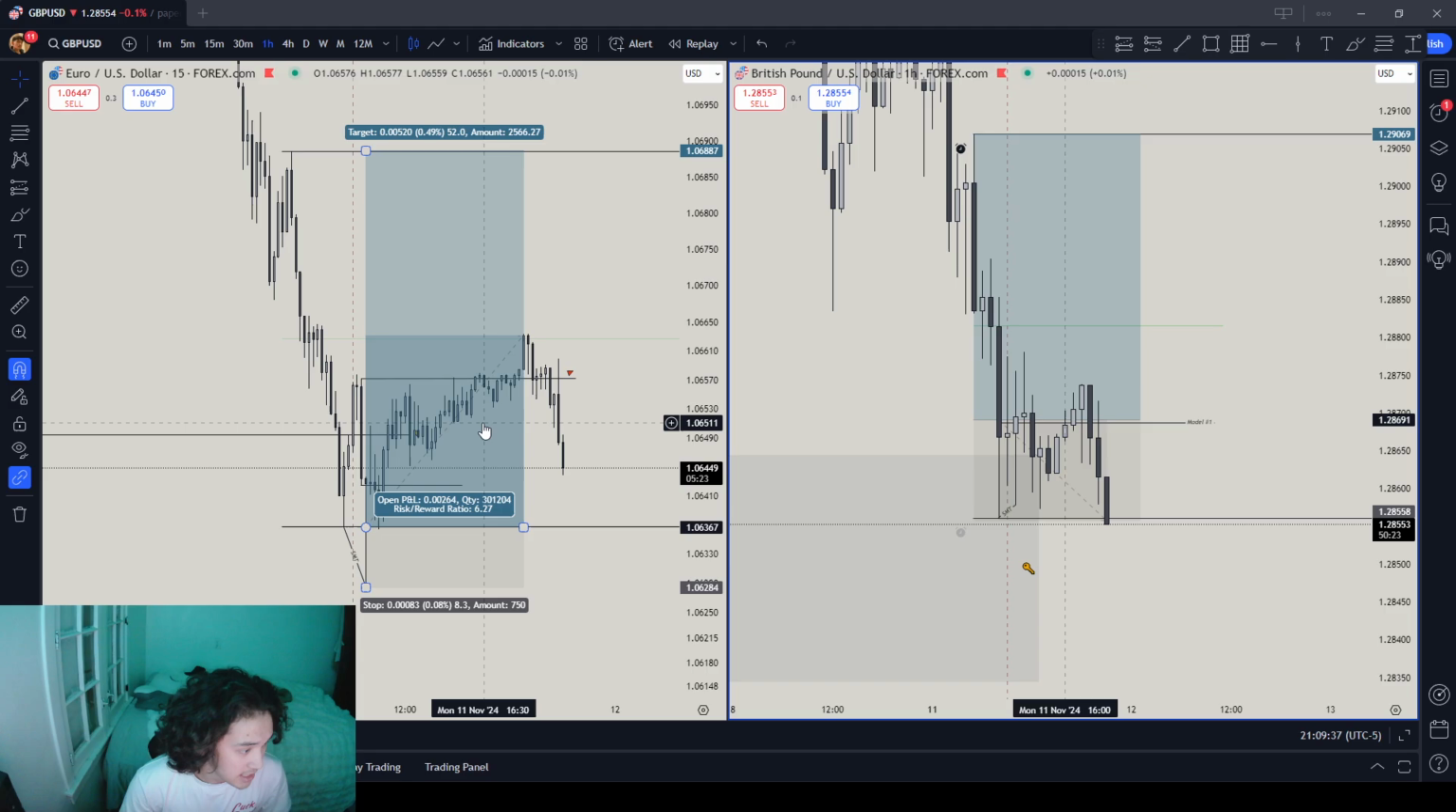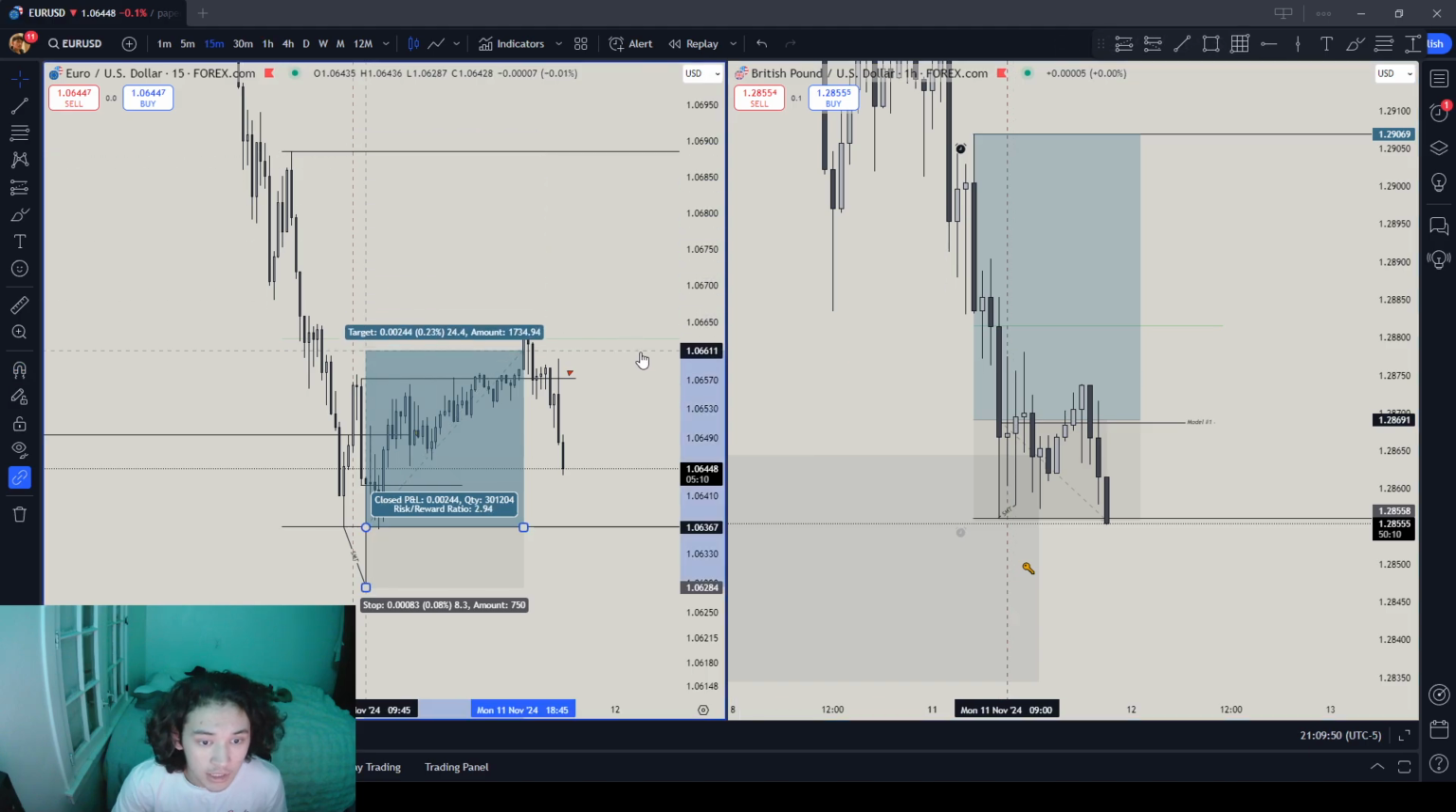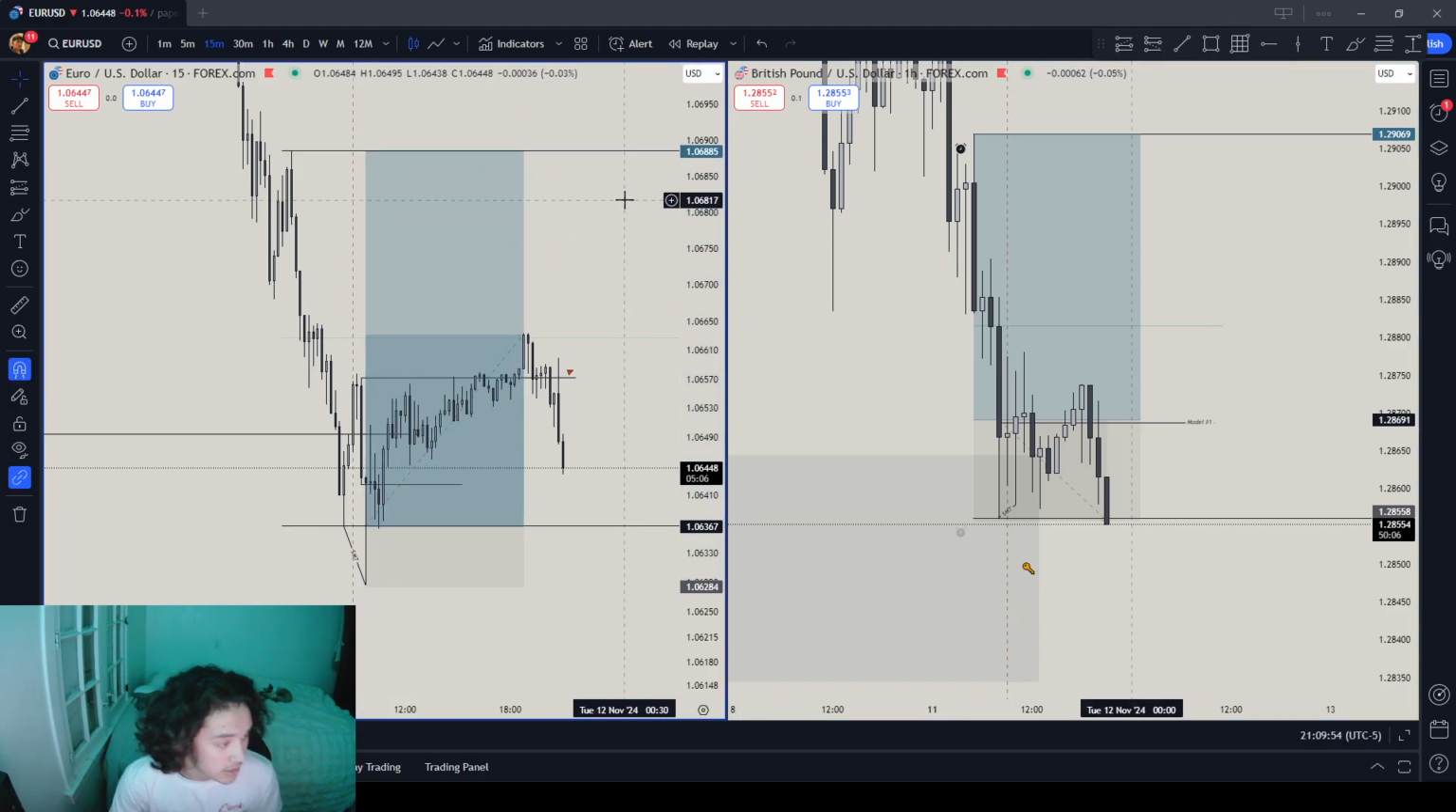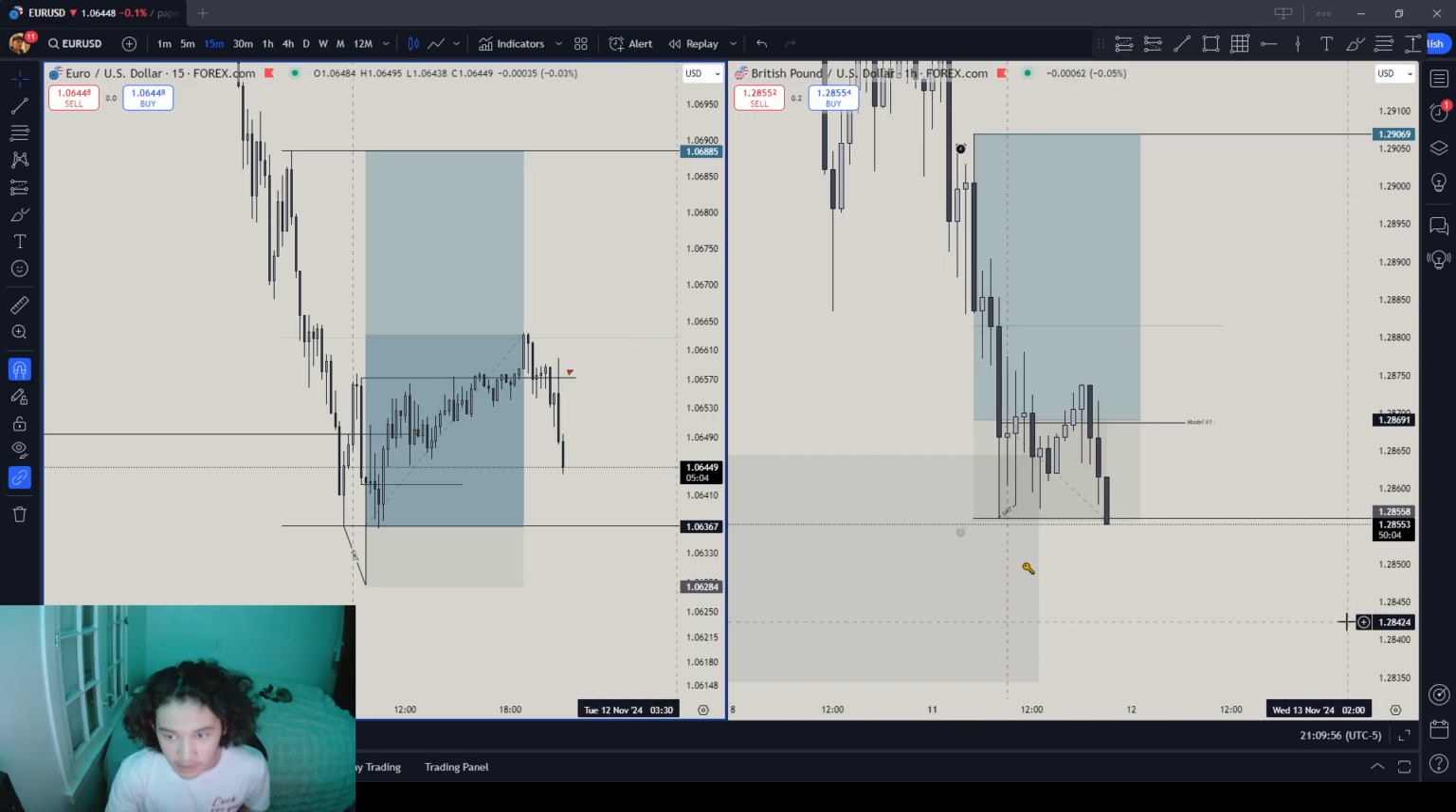EU hit TP, so I took my trade in the wrong pair. If I'd taken my trade in the right pair, I would not have been stopped out. I would have been in profit. It would have made, how much RR is this? I would have made 3.3 RR. It's cool, right? Let's go over our trade that week and talk about everything.